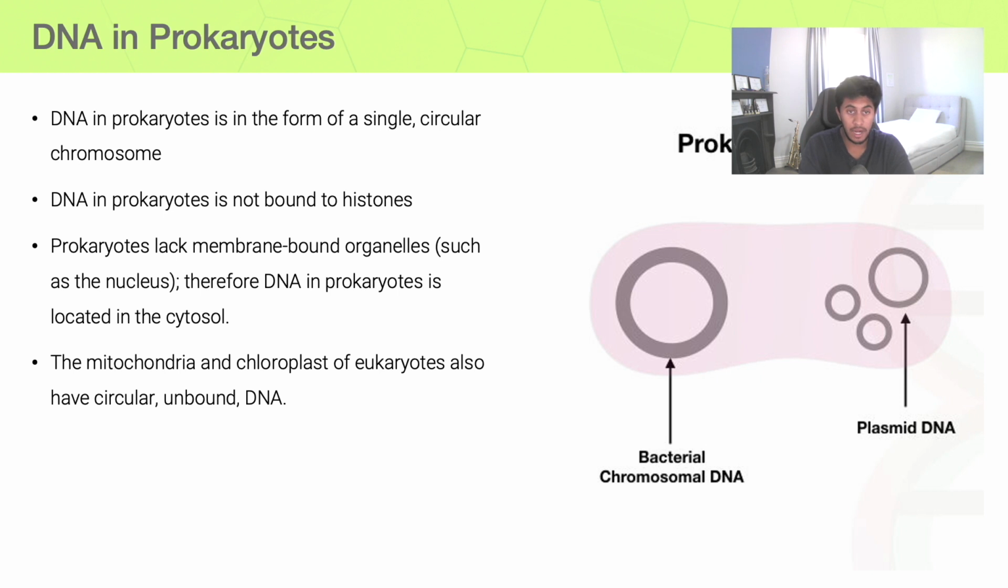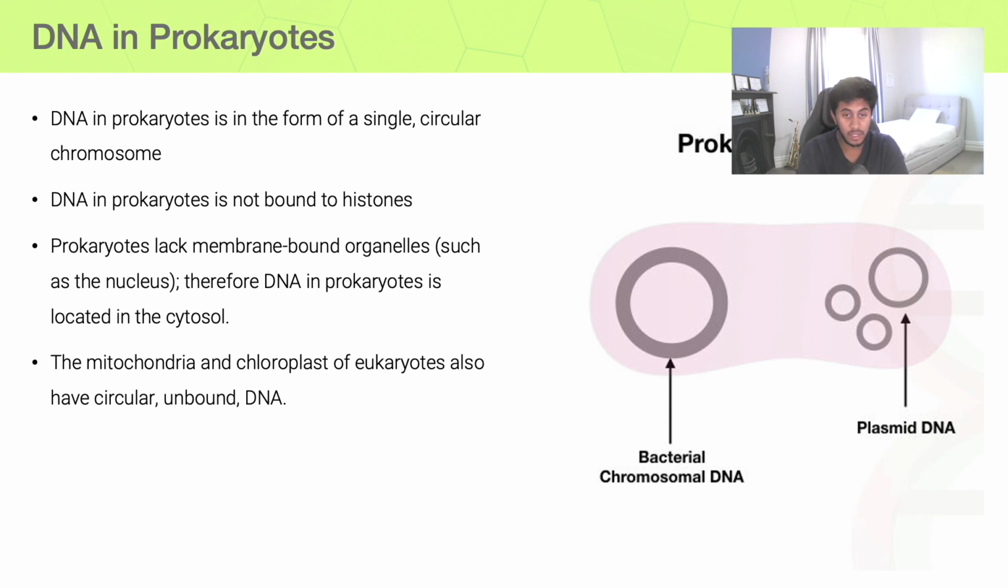So DNA in prokaryotes, however, is in the form of a single circular chromosome, like the one shown on screen. So it's very simple, it's not very complex to understand. DNA in prokaryotes is not bound to histones. That's just another feature of prokaryotic DNA. And another thing to remember is that prokaryotes don't actually have membrane-bound organelles. That includes the nucleus. So if there's no nucleus in a prokaryotic cell, the DNA obviously can't be found in the nucleus, and that's why DNA in prokaryotes is located in the cytosol.